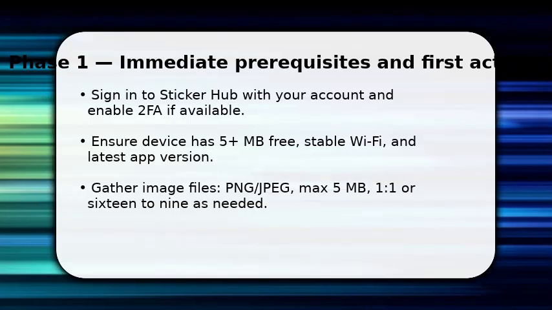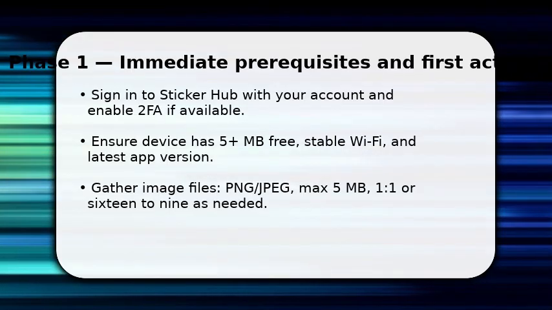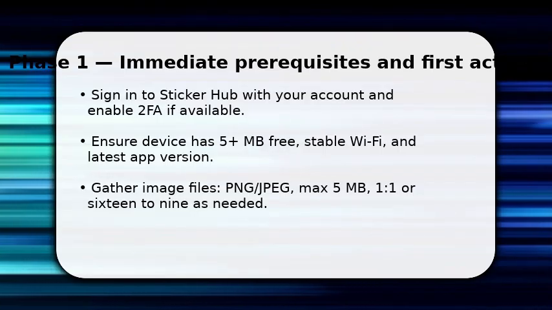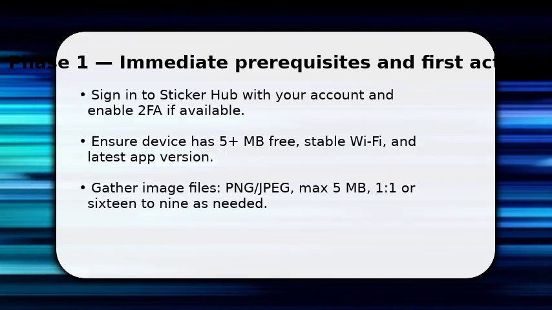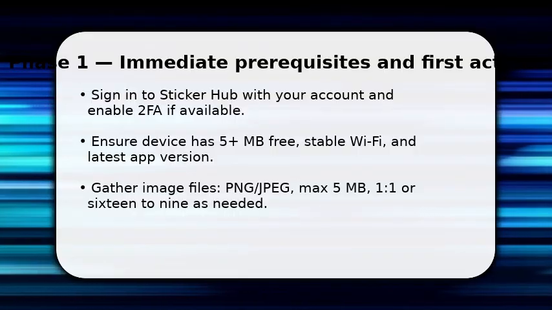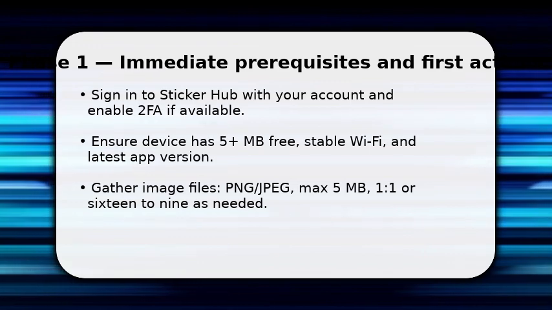You start by preparing everything so the upload goes smoothly. Sign into Sticker Hub, enable two-factor authentication, and confirm the app is updated. Once done, connect to a stable Wi-Fi network and make sure your device has at least 5 MB free storage. Now choose the sticker images, PNG or JPEG, under 5 MB with square or 16:9 aspect ratios. Finally, open the Sticker Hub import tool and tap Upload to begin the first actionable step.